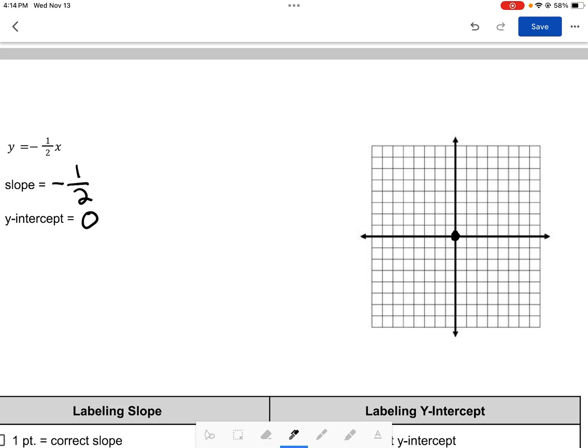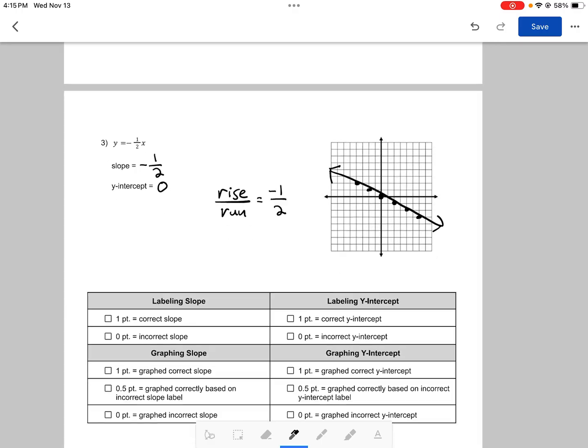I'm going to go down 1 because it's negative 1. My rise over run is negative 1 over positive 2. So I'm going to go down 1 to the right 2, down 1 to the right 2, down 1 to the right 2. I can also go up 1 and to the left 2, up 1 and to the left 2. I'm going to draw my line through those points. And there's my graph. Notice that it has negative slope.